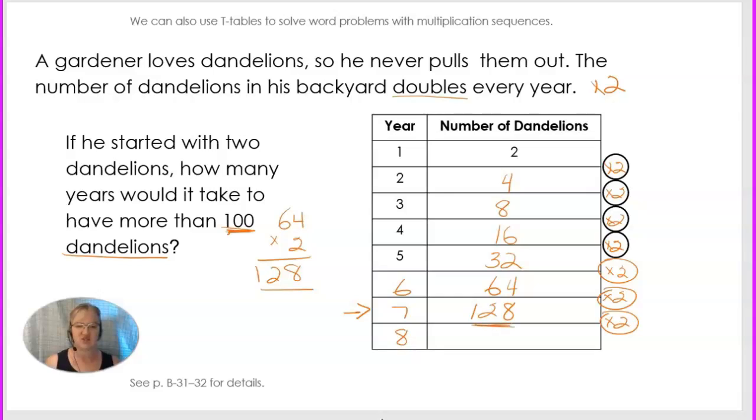And we don't have to finish the 8th year because it only asks how many years would it take to have more than 100 dandelions. If you want to do that multiplication, you can. It's up to you, but you don't need to because you've reached the answer. So the answer would be 7 years.